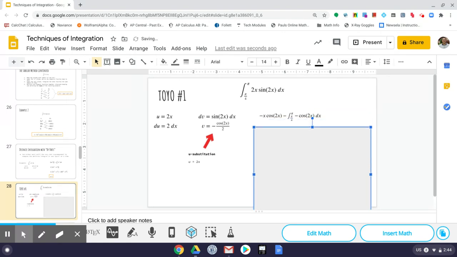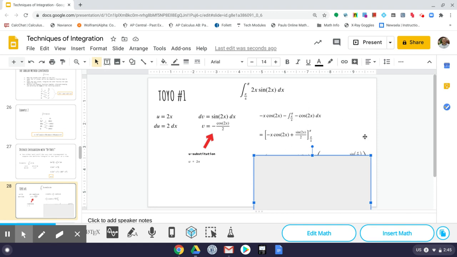All right, so let's look here. Here's the part where I've got u times v. That's negative x cosine of 2x, right? I've taken v, multiplied it by u, so 2 over 2 would simplify to 1. So negative x cosine of 2x minus the integral of v du. So v is cosine of 2x over 2, du is 2 dx. Again, the 2's would simplify with one another, and I would have to integrate this piece right here.